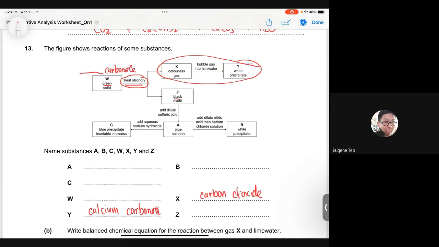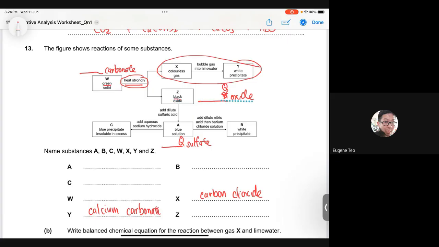Okay. I got black oxide formed. So this one here must be something oxide. I add dilute nitric acid. This one here must be something sulfate because of the base plus acid reaction. So let's not use X, let's call this Q oxide, Q sulfate.